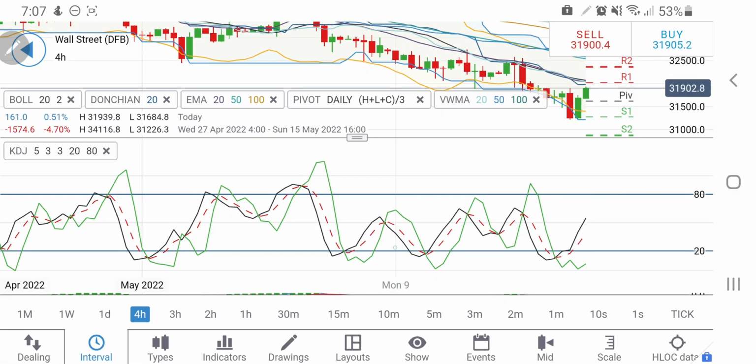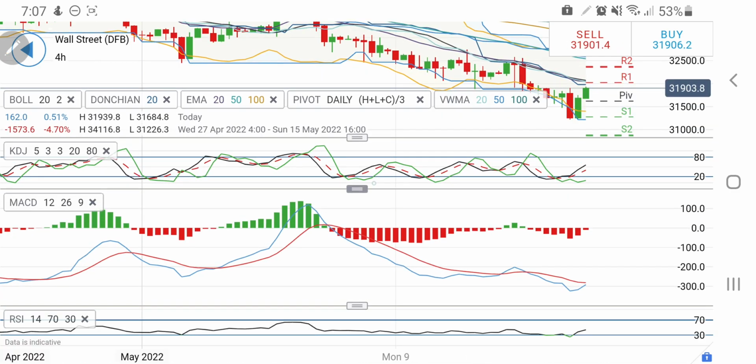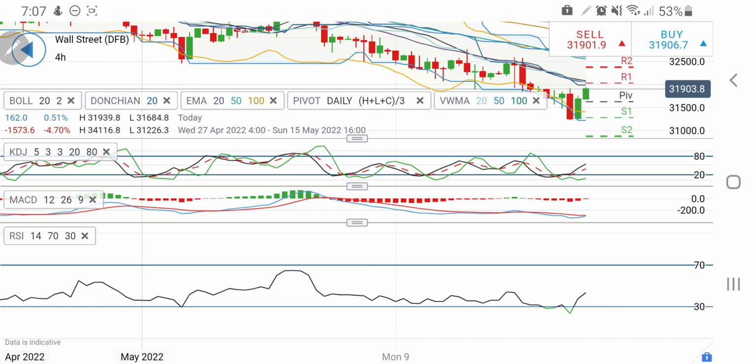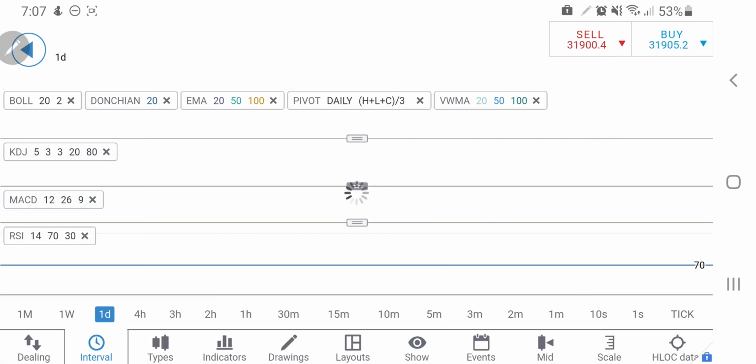Look at the 4-hour charts. Stochastic is looking upwards here. MACD is trying to converge and cross over. If it does, we may see a couple more green candles. RSI was trading oversold. Now it is trying to bounce back.